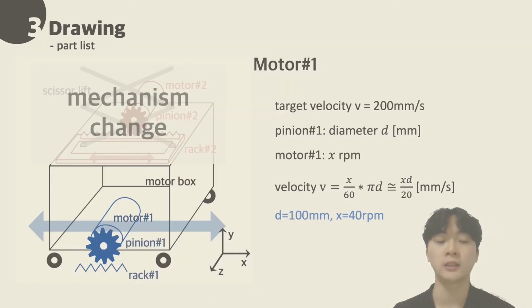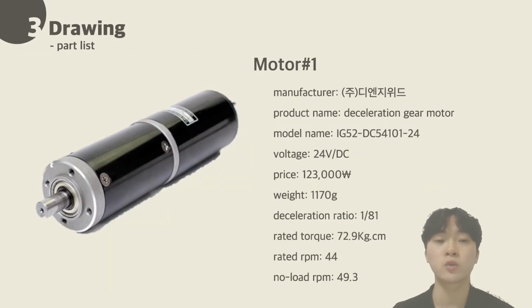Next is detailed design. The x-axis mechanism uses a rack and pinion. Target driving speed is 200 mm per second for preferred operating speed. A reasonable torque requirement was found considering the load. And then considering torque and size, we found the motor requirements are 100 mm of diameter and 40 rpm. So we selected a 24-volt DC reduction motor. The price is 120,000 won, the rated torque is 72.9 kg/cm, and the rated RPM is 44 RPM.